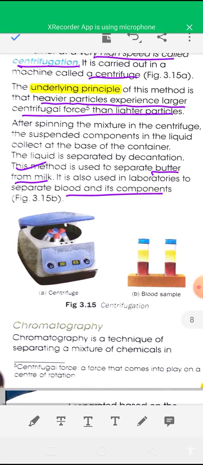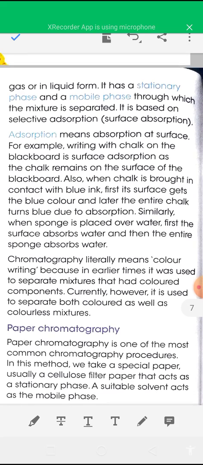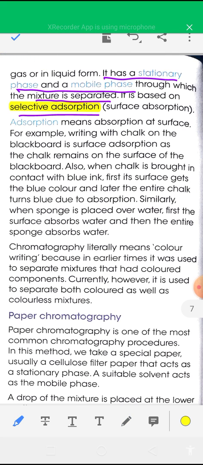Next is chromatography. It is a modern technique of separation. Chromatography is a technique of separating a mixture of chemicals in gas or in liquid form. It has a stationary phase and a mobile phase, generally a solid stationary phase and a liquid mobile phase, through which the mixture is separated, and it is based on selective adsorption. Very important point: the working principle of chromatography is selective adsorption.